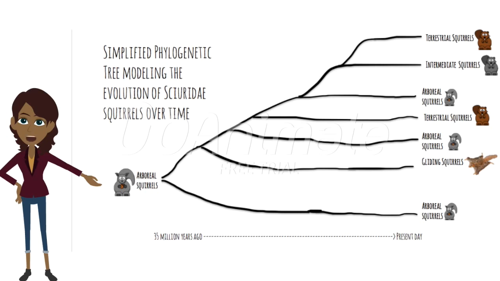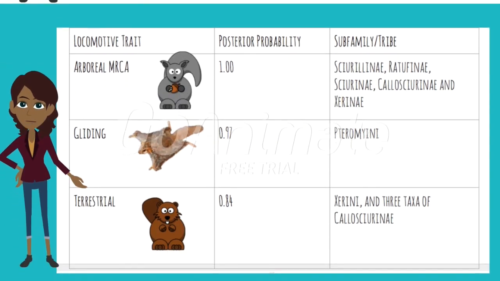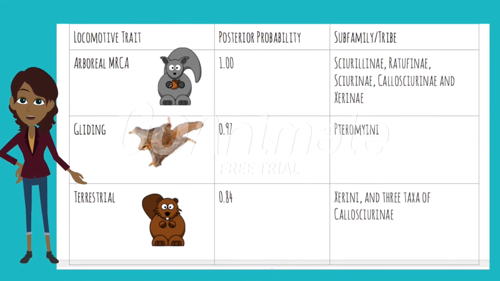The model with the highest posterior probability was then used to propose the most likely phylogenetic tree for the evolution in Sciurdae. The data supported that the locomotive mode of the most recent common ancestor was arboreal. The researchers also found evidence that gliding evolved from one tribe, most likely forming during the shift from arboreal to intermediate locomotion, and that terrestrial locomotion probably evolved 4 independent times from arboreal locomotion.